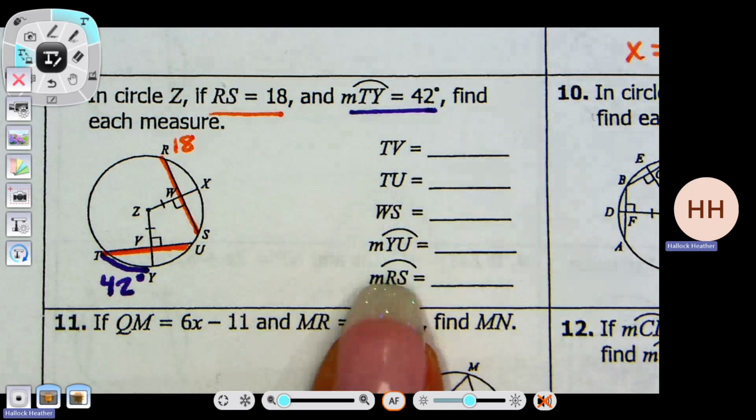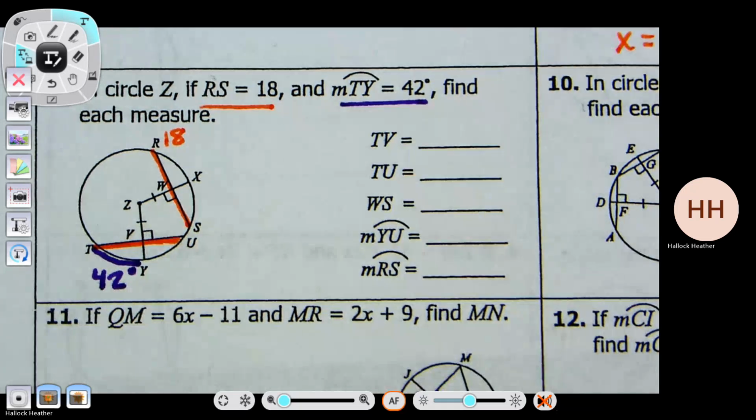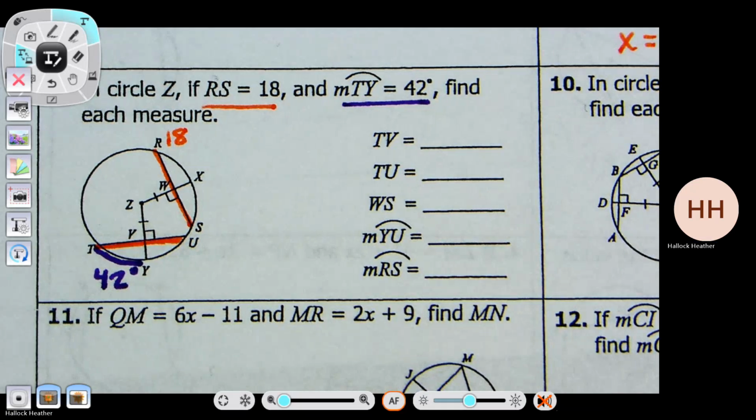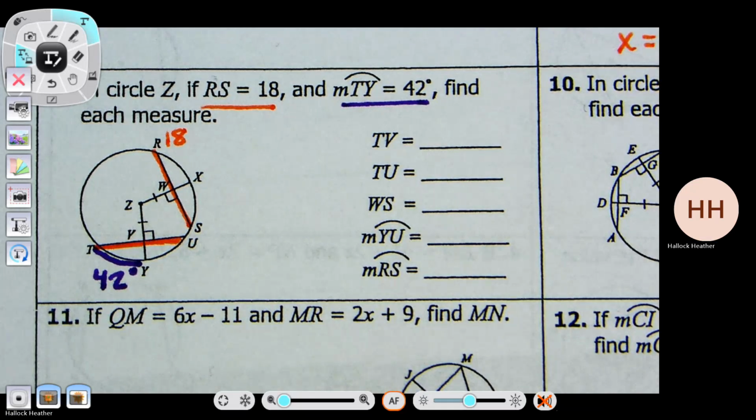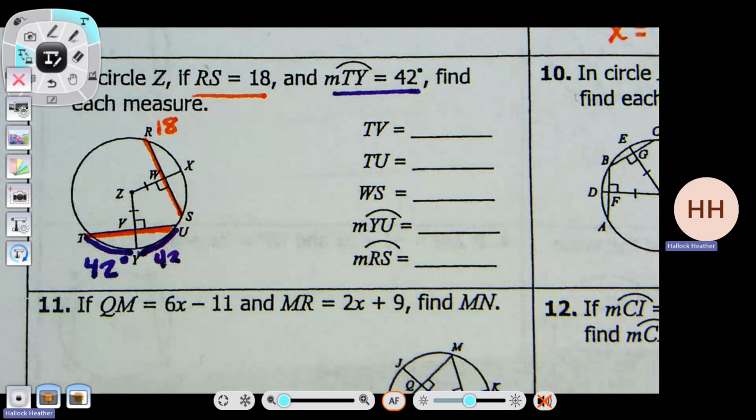No, because that's an arc. That's why it's got a curve, because it's the outside of the circle. Wait, what did you say? No, because it matches. Okay, so let's start going over these.